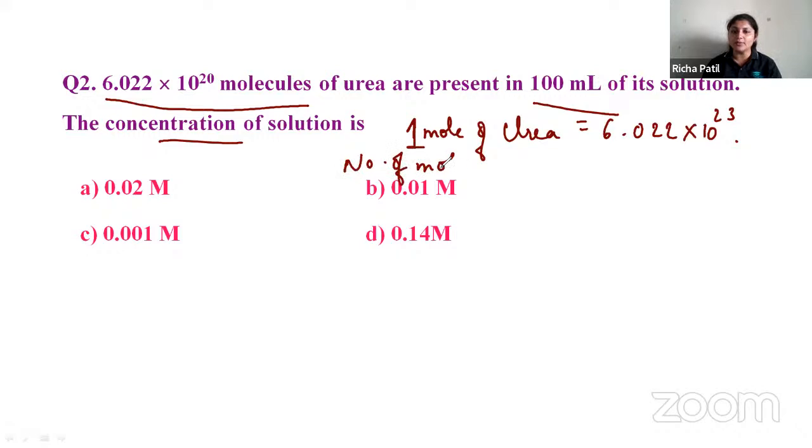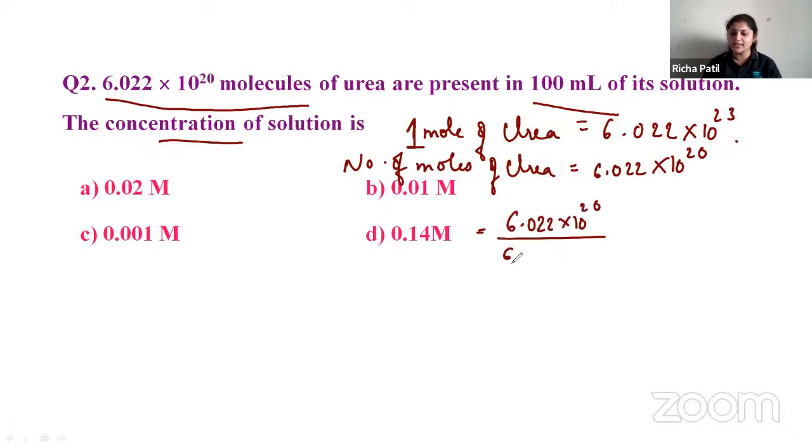Then number of moles. So we have to calculate the number of moles of urea in 6.022 into 10 raised to 20. Okay. So how will we calculate? You have to cross multiply, right? So for 1 mole of urea, these many are there. So for the number of moles of urea in these many molecules, how much? So it will be 6.022 into 10 raised to 20 divided by 6.022 into 10 raised to 23. So this comes to 0.001 mole.